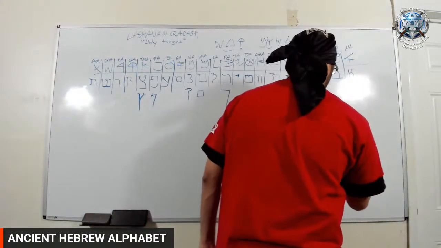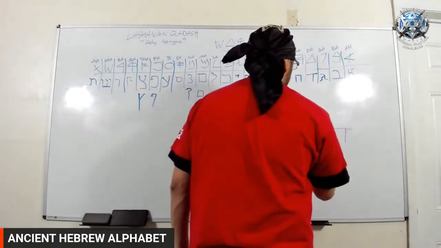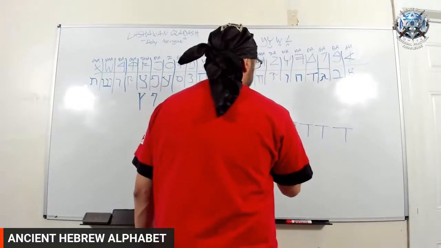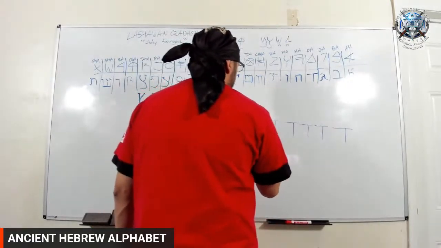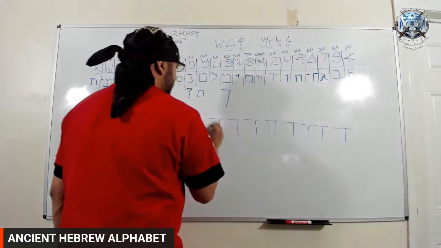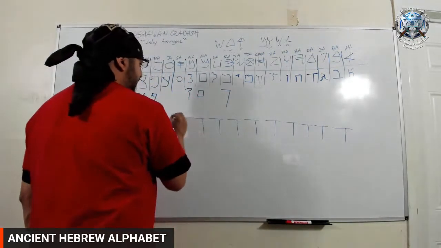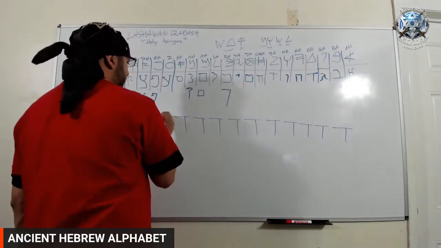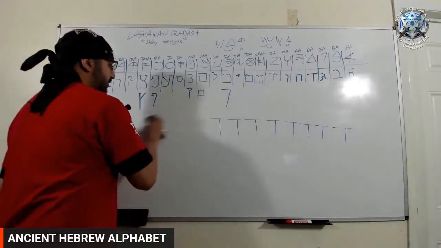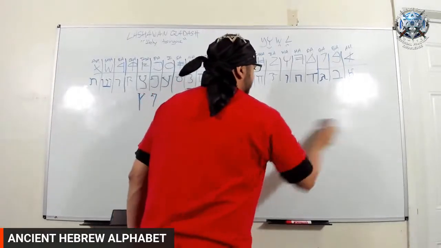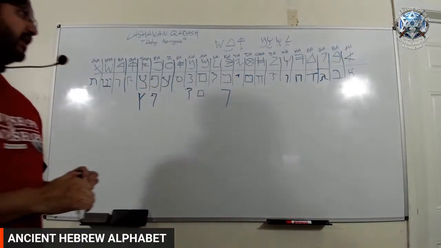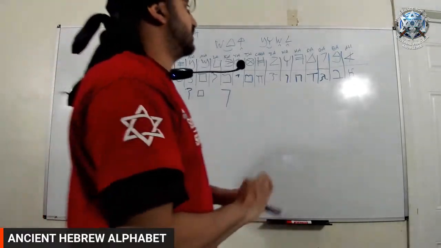Next letter, da, da, da. Look at that. There's your da right there. This is why the fake Jew can't figure out what the Star of David or the Shield of David actually is, because their da does not look like a triangle.